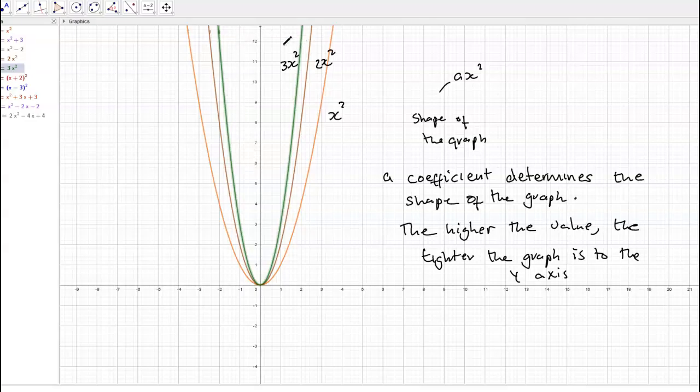We can see the higher the coefficient, the greater the rate of increase. We can see the lower the coefficient, the broader the graph is. So the coefficient tells us how quickly the curve is rising, and it also indicates the shape of the curve.